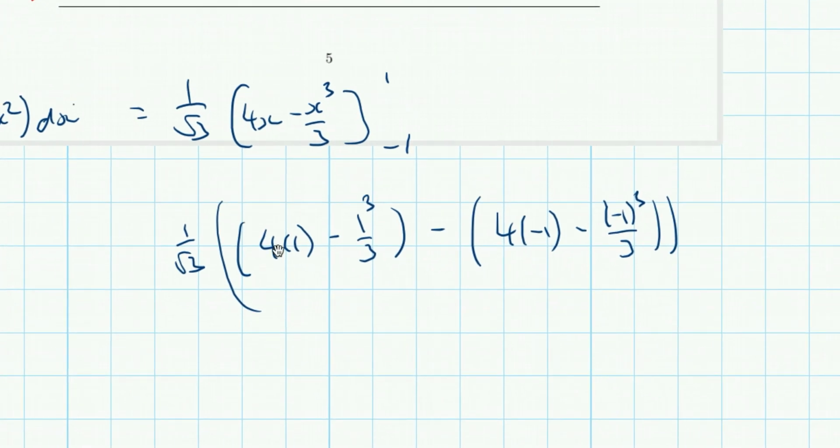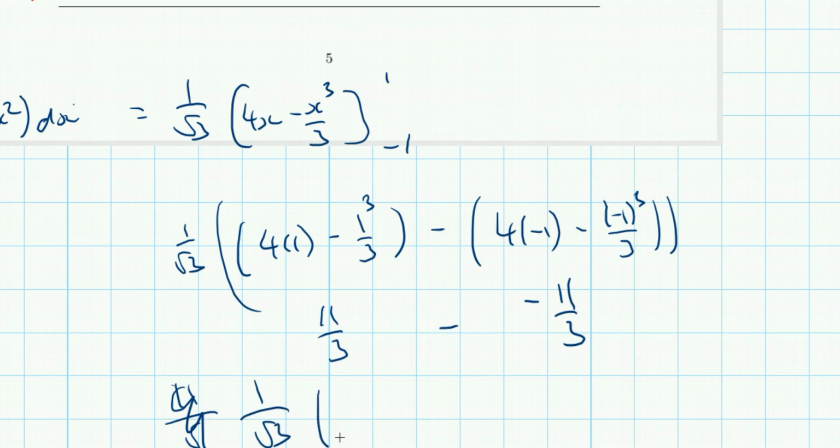And then just plug this in. It's going to be 4, so it's going to be 4 minus 1 cubed over 3, which is equal to 11 over 3. So 1 cubed over 3, and then the next one is 4 times minus 1, minus, and then bracket again, minus 1 cubed over 3, which is equal to minus 11 over 3. So it's just going to be 11 over 3 times 2, or plus 11 over 3, so 22 over 3.